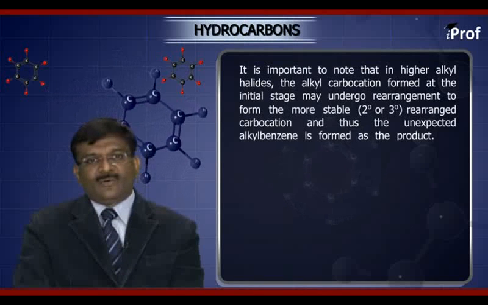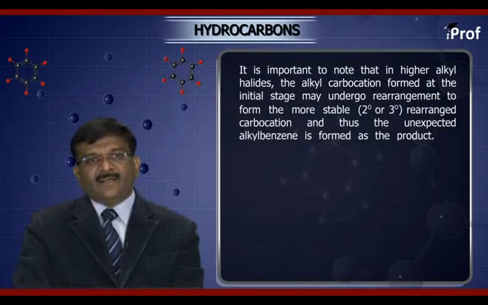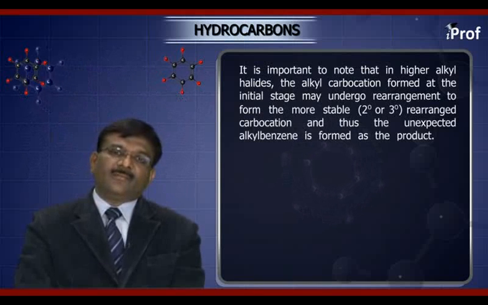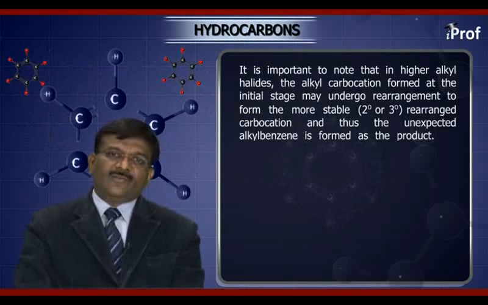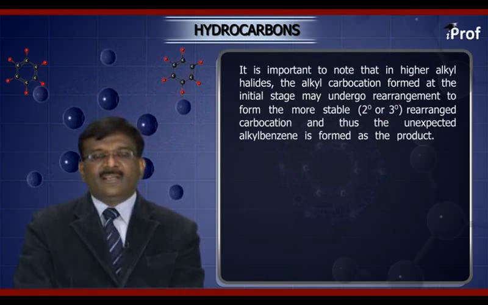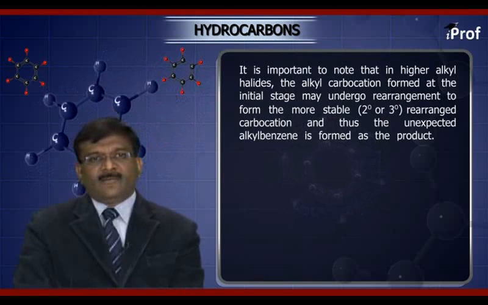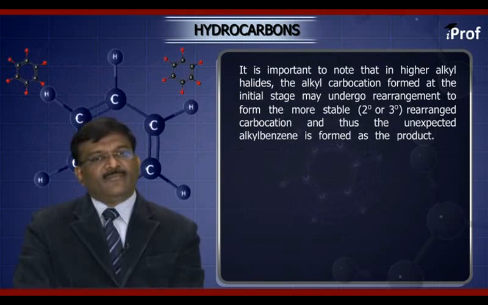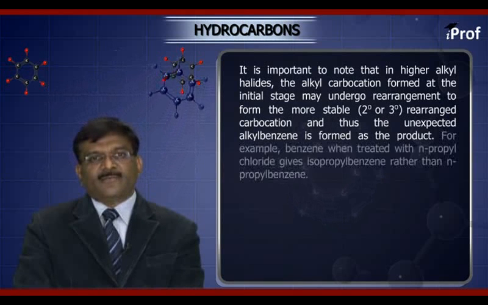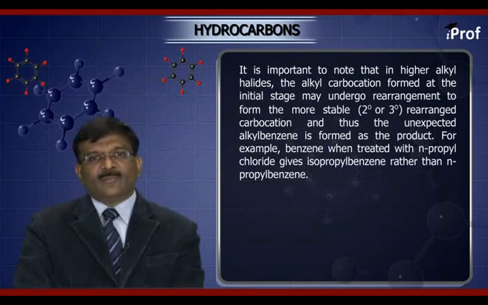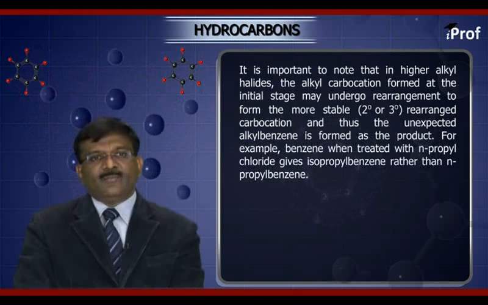It is important to note here that in higher alkyl halides, the alkyl carbocation formed at the initial stage may undergo rearrangement to form the more stable 2 degree or 3 degree rearranged carbocation, and thus the unexpected alkyl benzene is formed as the final product. For example, benzene when treated with n-propyl chloride gives isopropyl benzene rather than n-propyl benzene.